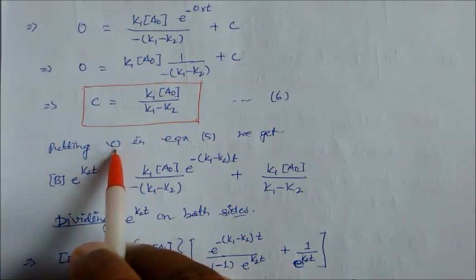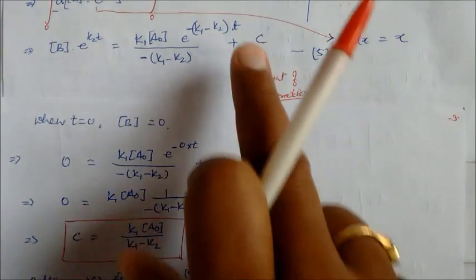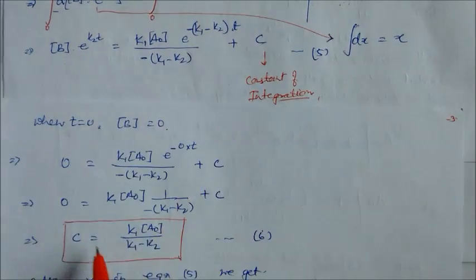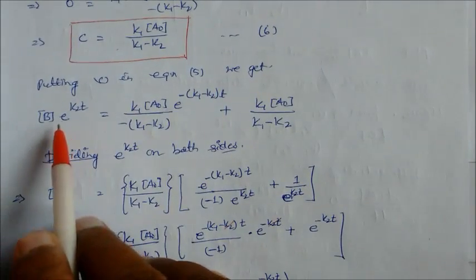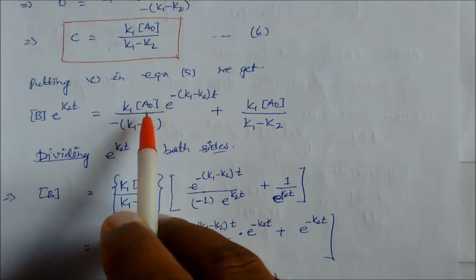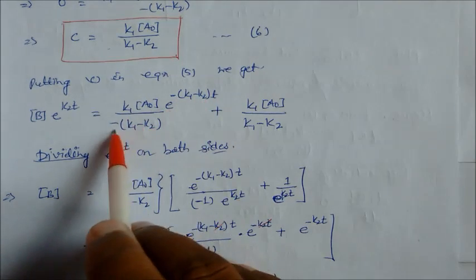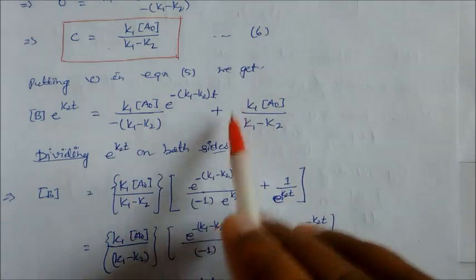Now putting this value of C in equation 5. So equation 5 we have seen. This is equation 5. So we will put this value over here. So what we will get? So we get B e to the power K2 into t is equal to K1 A naught into e to the power minus K1 minus K2 into t divided by minus K1 minus K2, plus this equation.